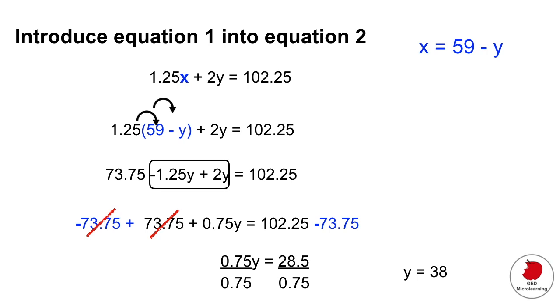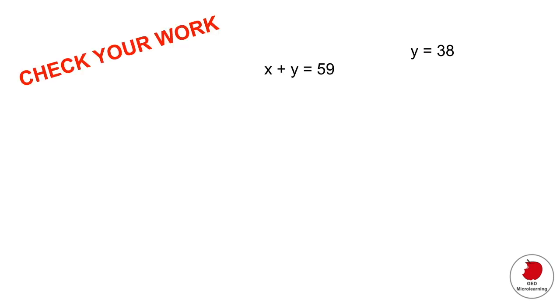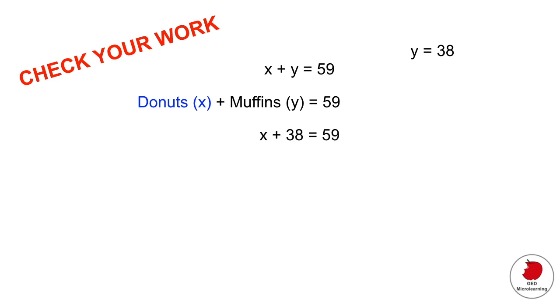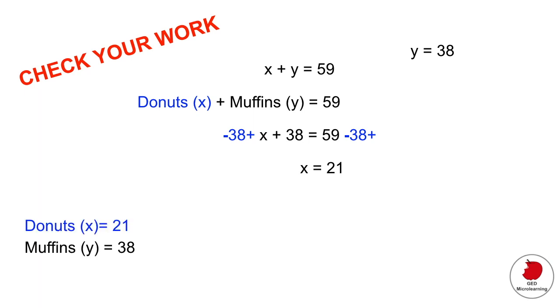Okay, so the next step is to check your work. In our initial equation, we said that this person had sold 59 items combined, donuts and muffins. We said that the donuts were x and the muffins were y. We just found out that the value for y, or muffins, was 38. So if you plug that y value in there and solve for x, you end up with x is equal to 21. Ultimately, the donuts that he sold were 21 donuts and 38 muffins. 21 plus 38 is equal to 59.